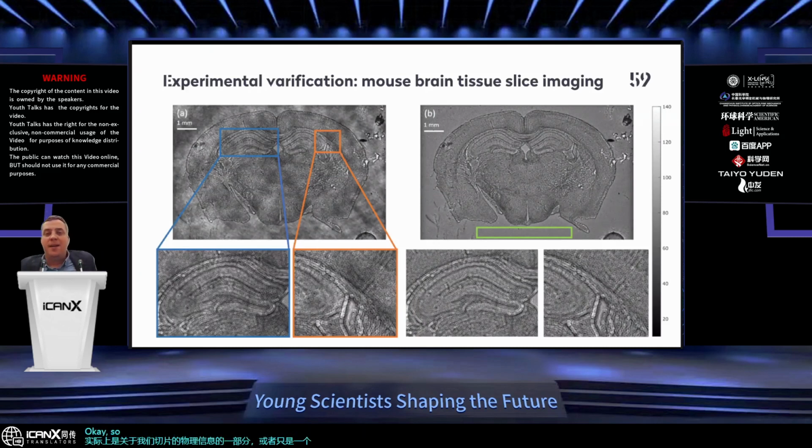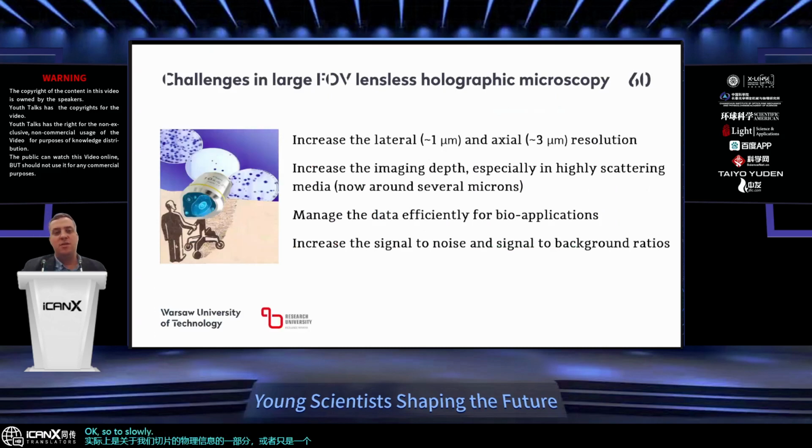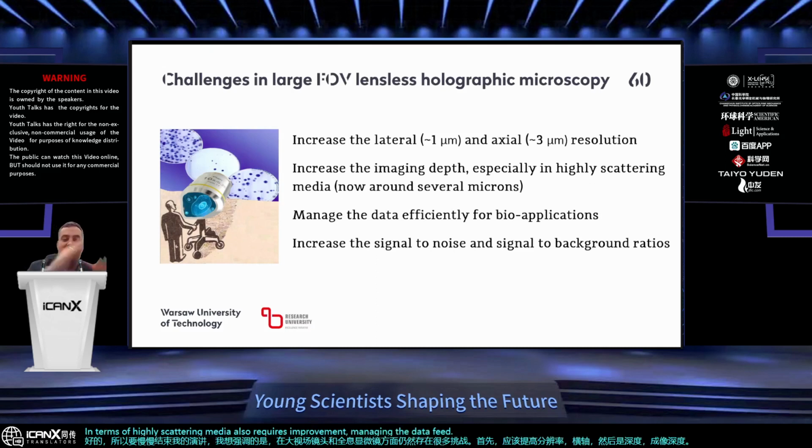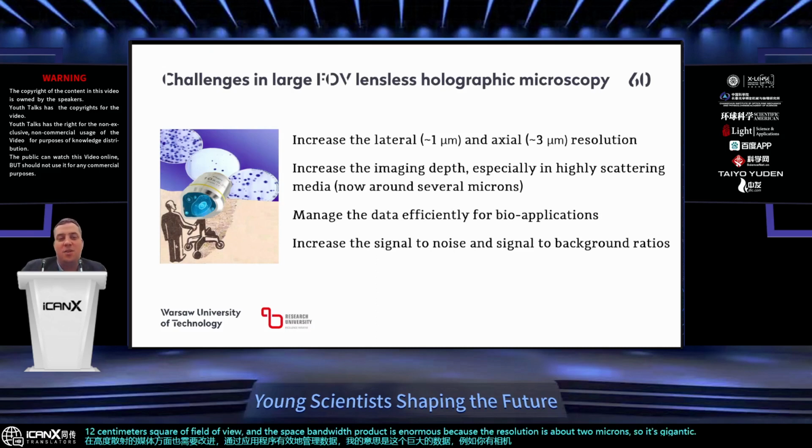Okay, so to slowly conclude my talk, I would like to highlight that there are still a lot of challenges in large field of view lensless holographic microscopy. First of all, the resolution, lateral and axial, should be improved. Then the imaging depth in highly scattering media also requires improvement. Then managing the data efficiently for bioapplications, I mean this enormous data. For example, we have a camera with a 12 centimeter square field of view, and the space bandwidth product is enormous because we have a resolution of about 2 microns. So it's gigantic, and the need to manage the data quickly, I think, should be in place.